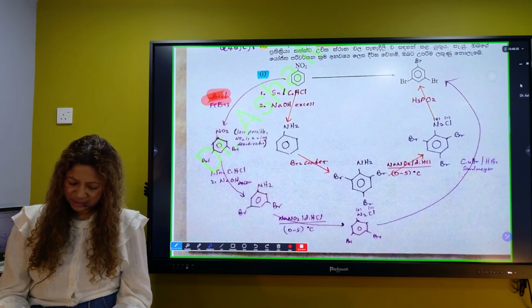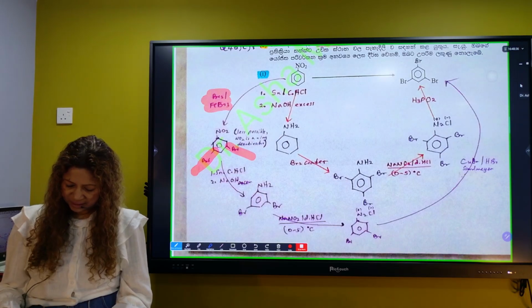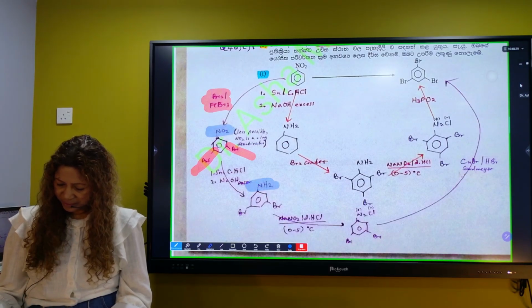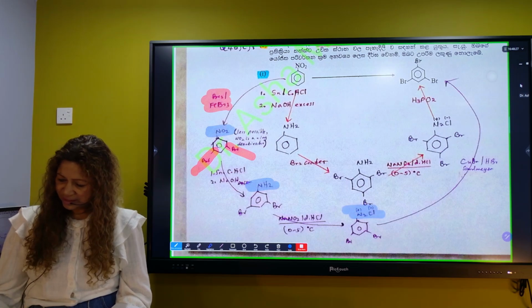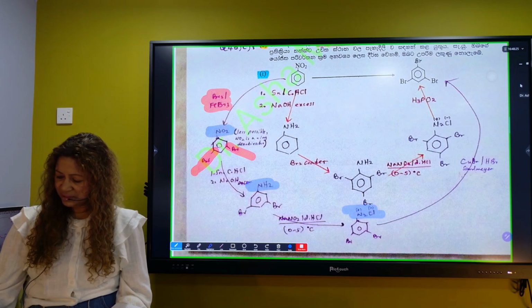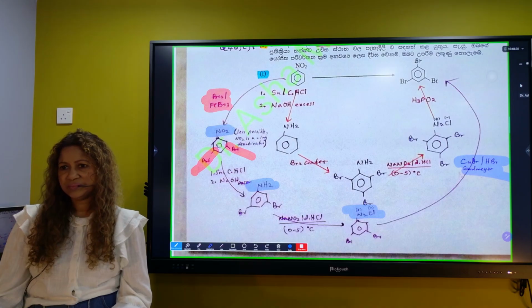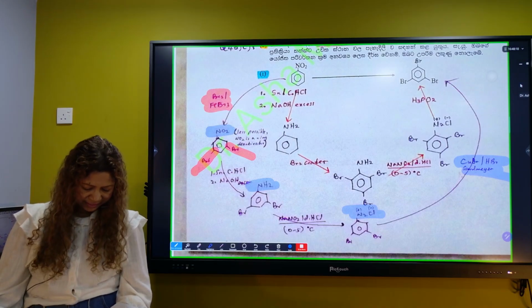Br2, FeBr3, you can join it like meta. Then just keep it as it is. Then you are going with NO2, NH2, N2Cl. And then you can remove that with CuBr, HBr, another Br, Sandmeyer. That is also possible.